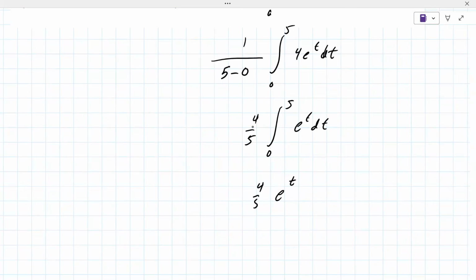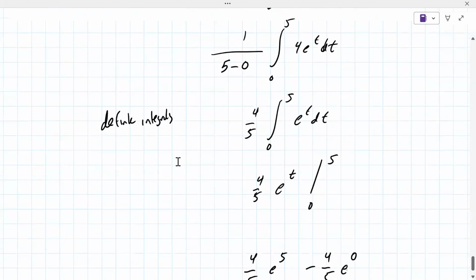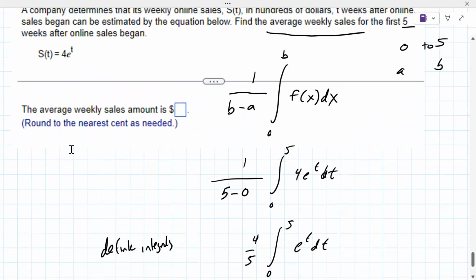There is no plus c for what's called a definite integral. Definite integrals have these bounds on them. There are 2 types of integrals: definite when there are bounds, indefinite where there aren't. So that's 4/5 e to the 5th, minus 4/5 e to the 0. And I think it says here to round to the nearest cent.